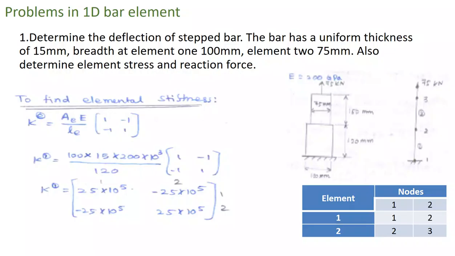So the image is given. In this, the bottom portion has a breadth of 100 mm and a thickness of 15 mm. The length will be 120 mm. In the top portion, the breadth will be 75 mm, the thickness will be 15 mm, and the length will be 150 mm. And then a load of 75 kN is acting at the top portion, away from the object. And then the constraint is given at the bottom. And then Young's modulus of this object is 200 gigapascal.